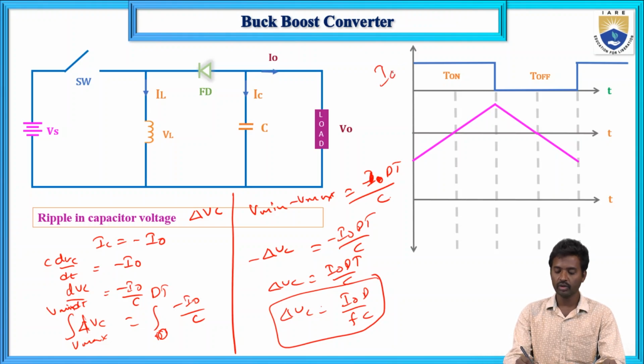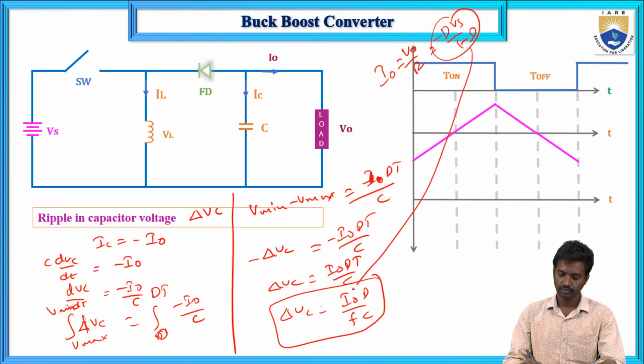Now I naught equals V naught by R. V naught equals, what is the formula? Minus D into Vs by 1 minus D. Substitute in this, so you will get another expression, that is this one.